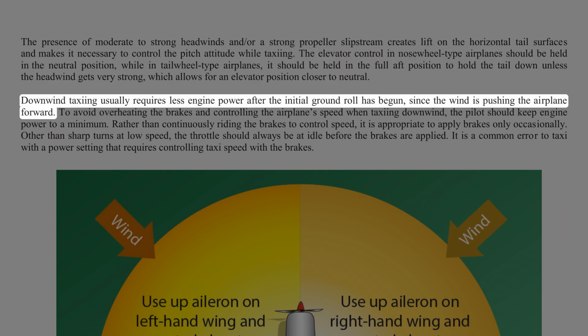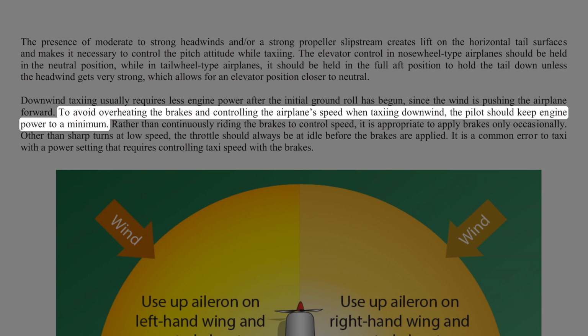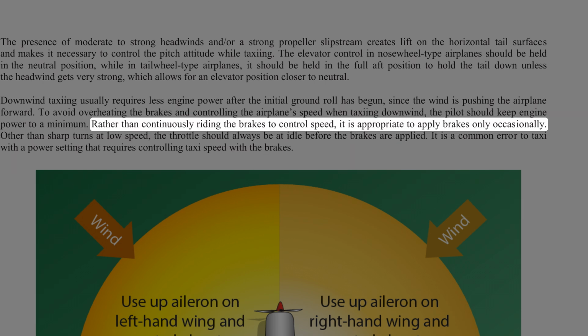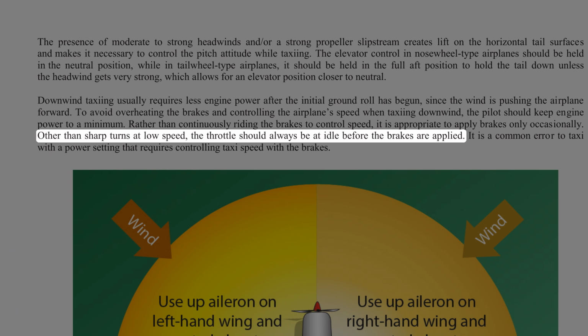Downwind taxiing usually requires less engine power after the initial ground roll has begun, since the wind is pushing the airplane forward. To avoid overheating the brakes and to control the airplane's speed when taxiing downwind, the pilot should keep engine power to a minimum. Rather than continuously riding the brakes to control speed, it is appropriate to apply brakes only occasionally. Other than sharp turns at low speed, the throttle should always be at idle before the brakes are applied.